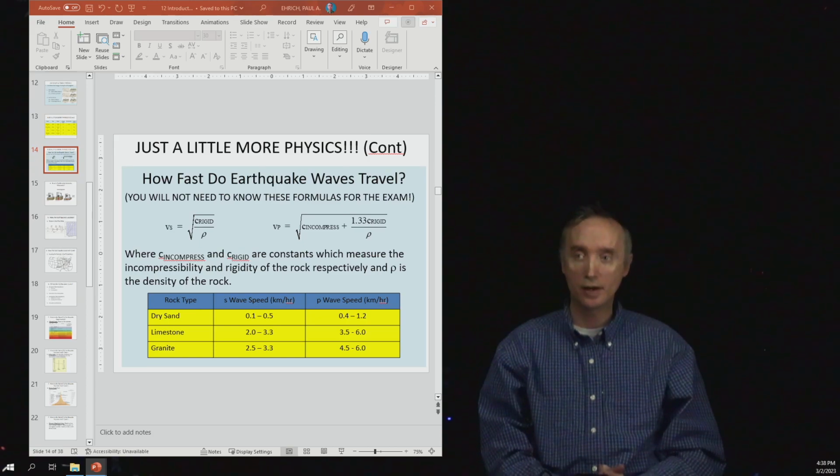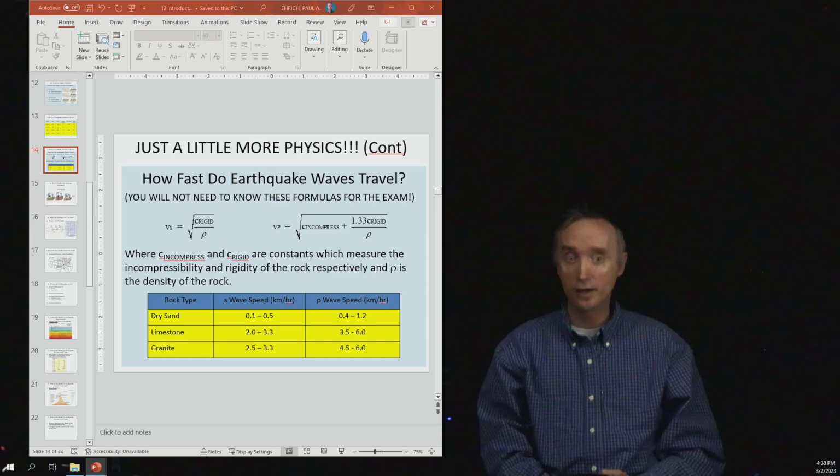So how does that compare to the S waves? Do you notice that the P waves are faster, which means they're going to arrive first, which is why they're called the primary wave. And then the S waves are going to arrive second, so that's why they're the S waves.